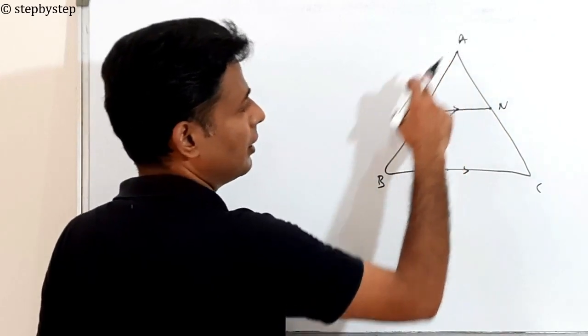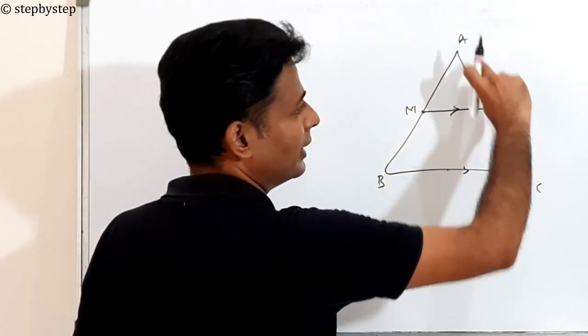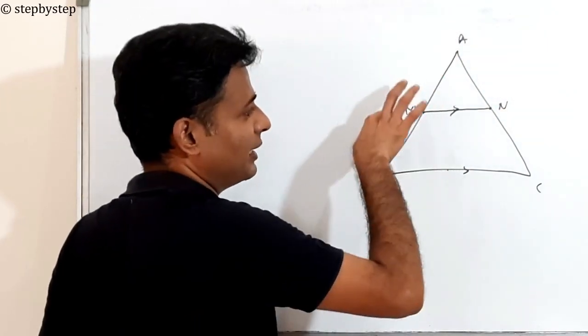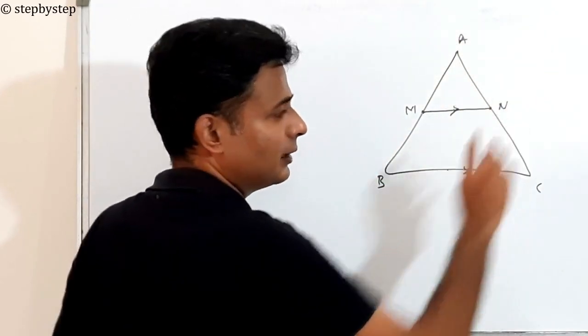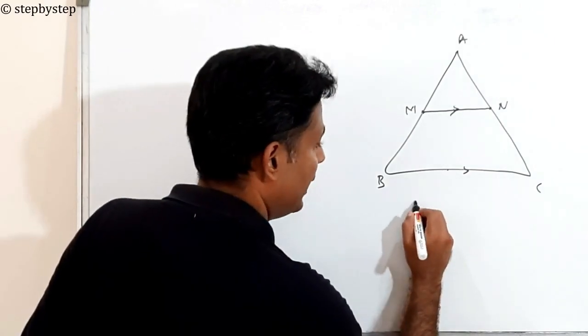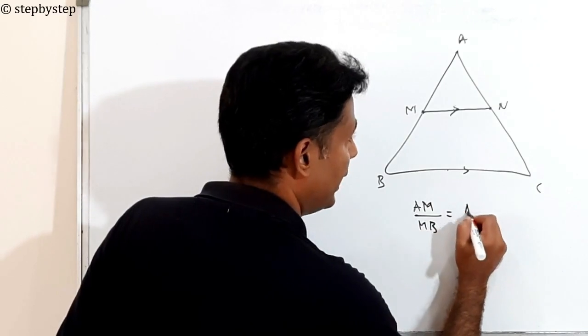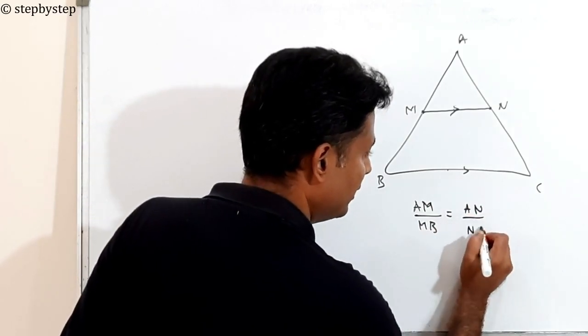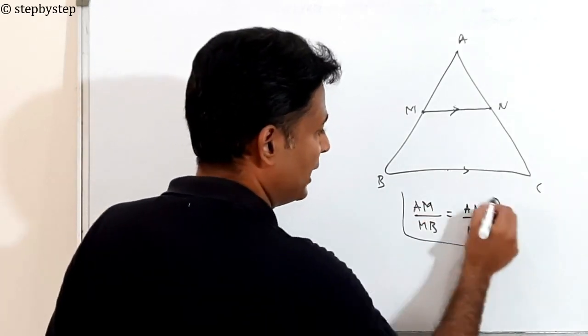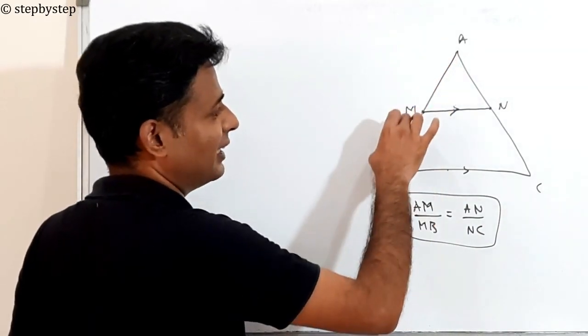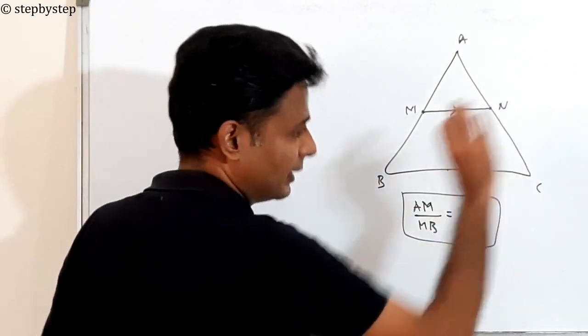It means this by this is equal to this by this. Remember, BPT is nothing but this by this equal to this by this. That is all. So AM by MB equal to AN by NC. This is BPT, nothing else. So just remember, BPT means this by this equal to this by this.